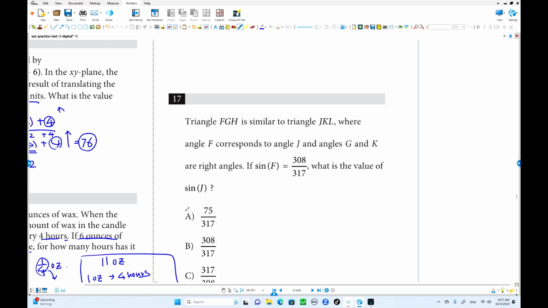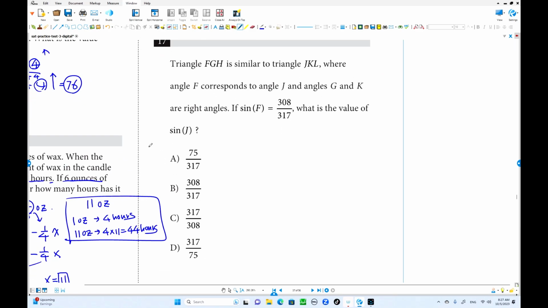Okay. Number 17. Similar to over here, triangle FGH and triangle JKL. F corresponds to J, right? So G and K, they are all corresponding vertices, okay? So sine F equals what? Sine J, right? Because when triangles are similar, they preserve the same angles. The angle doesn't change. Sine F equals sine J. But there's been sine J over here, the same number, okay? Choice B is the answer.